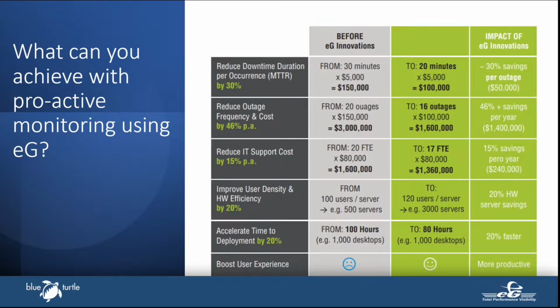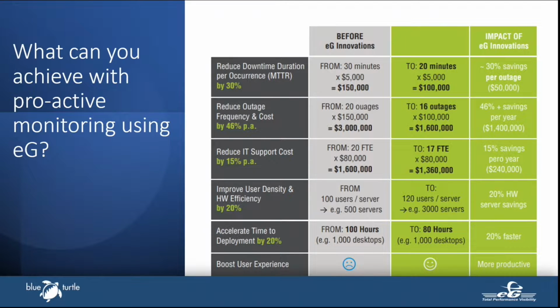For example, if there are only 100 users per server, after we deploy EG on this infra, we found that the server can accommodate another 20 users, so that also improves the user density as well as increases the efficiency of the servers.